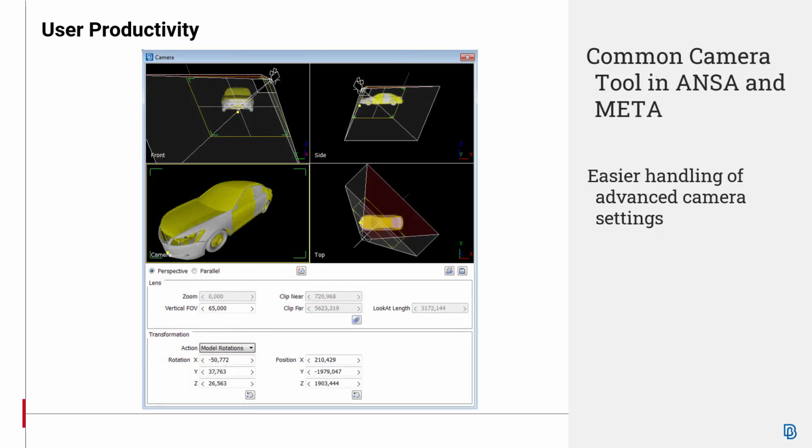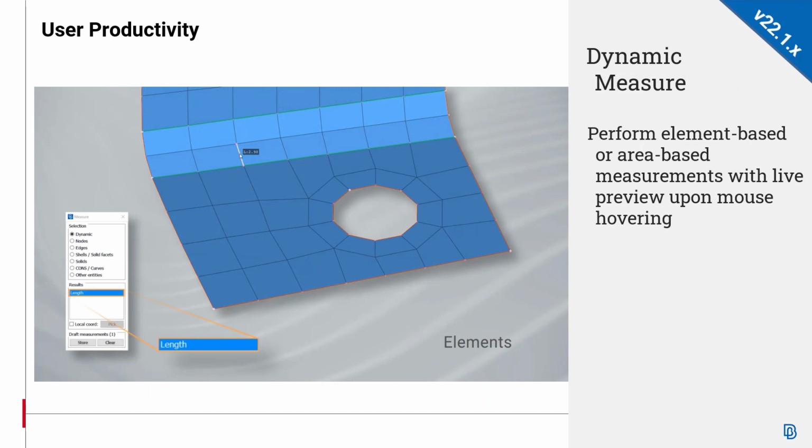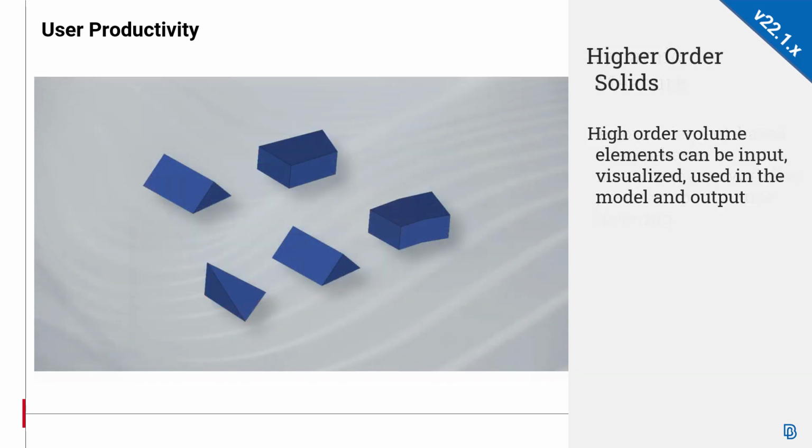The camera tool is now implemented in ANSA as well, and it not only provides information regarding the camera position, but it also allows for its advanced controlling. Direct element-based or area-based measurements can now be performed upon mouse hovering with a new dynamic selection mode. Higher order volume elements can now be input, visualized, used in the model and output.